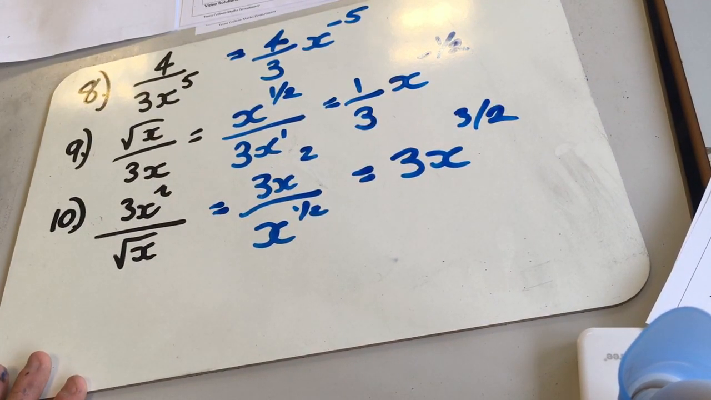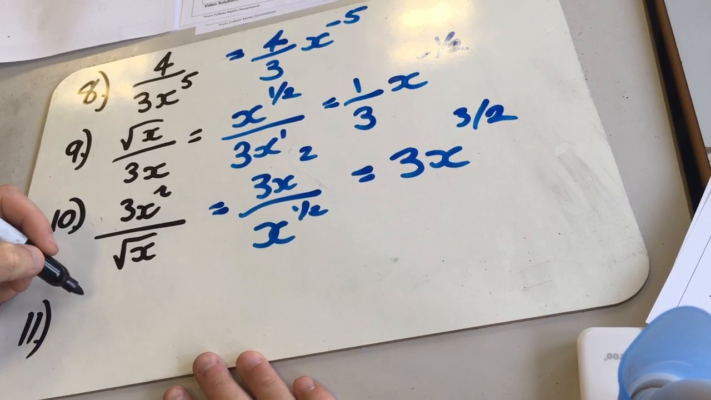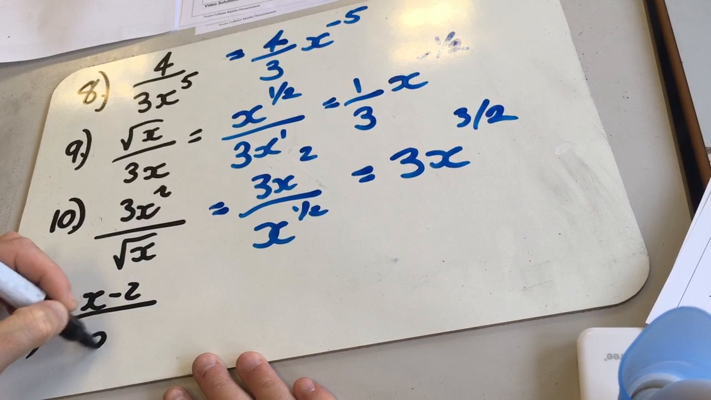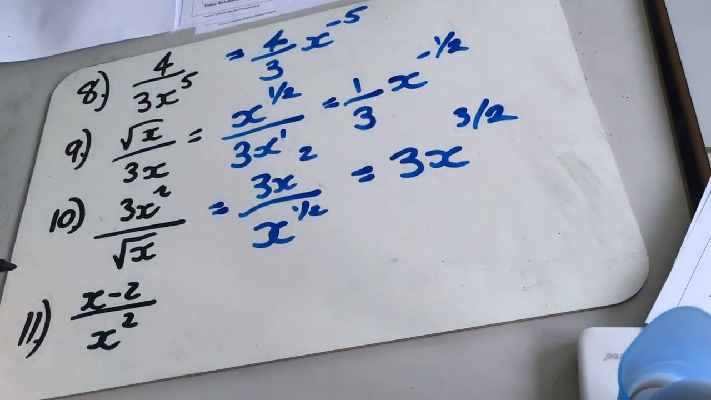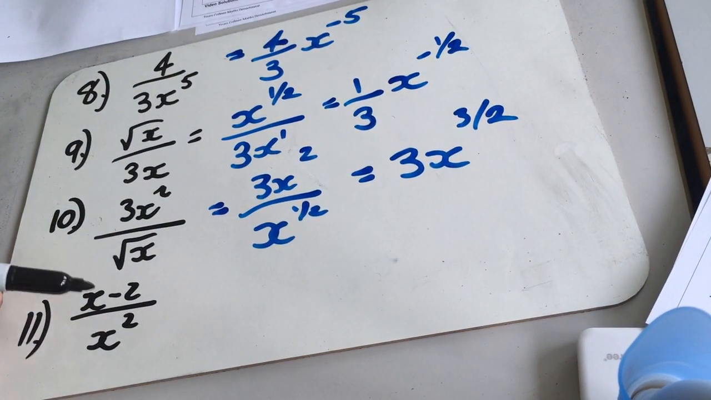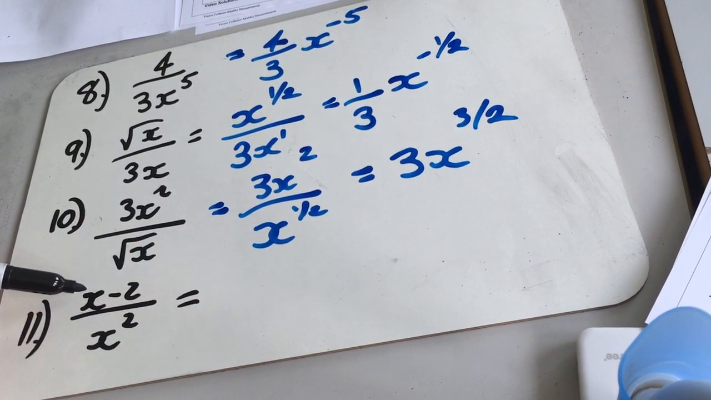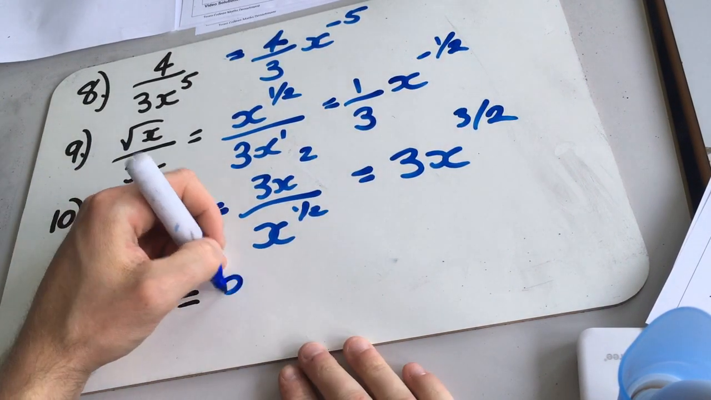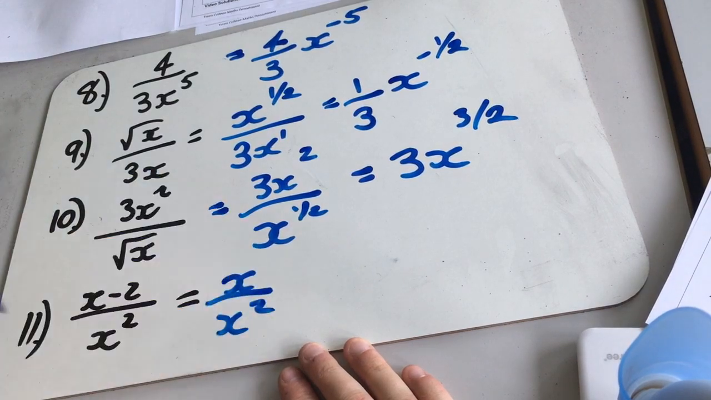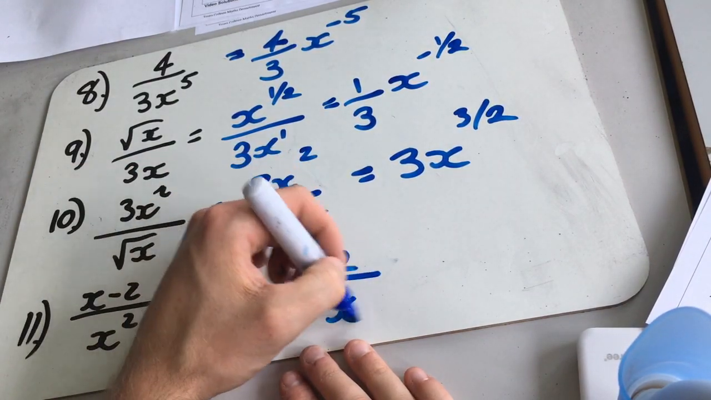Question 11. So question 11 is x minus 2 over x squared. It says in the hint here, the answer to this one has 2 separate terms. So this is going to split up into 2 fractions. So we can write it as x over x squared minus 2 over x squared and split it up that way.